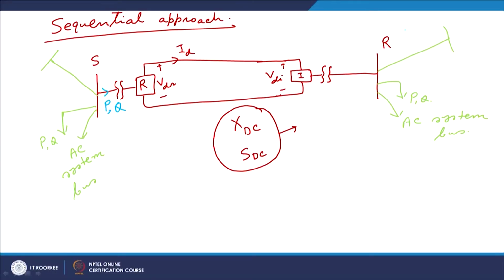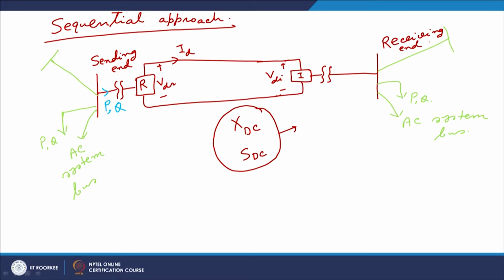This is the inverter. Please note that I should write sending end here, because this R and this R may cause confusion. So this is the sending end bus, and this is the receiving end.